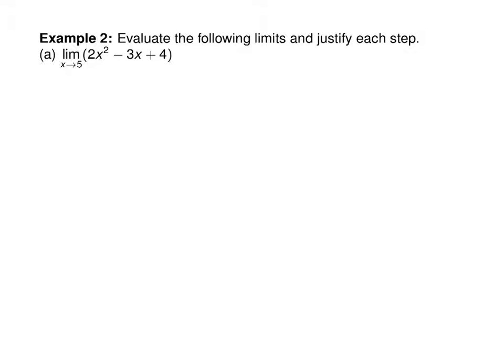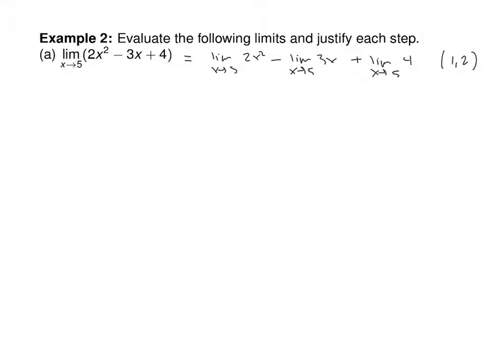So if I was going to do this, the first thing in my head is I would say I'm going to find the limit as x goes to 5 of 2x squared. I'm going to take away the limit as x goes to 5 of 3x, and I'm going to add the limit as x goes to 5 of 4. In some sense, the limit does distribute, or the limit applies to every term. And this officially is properties number 1 and 2.